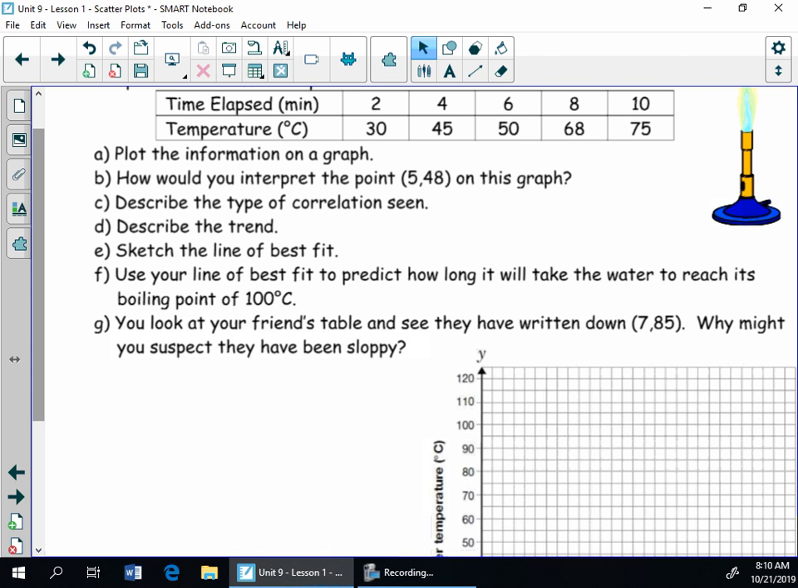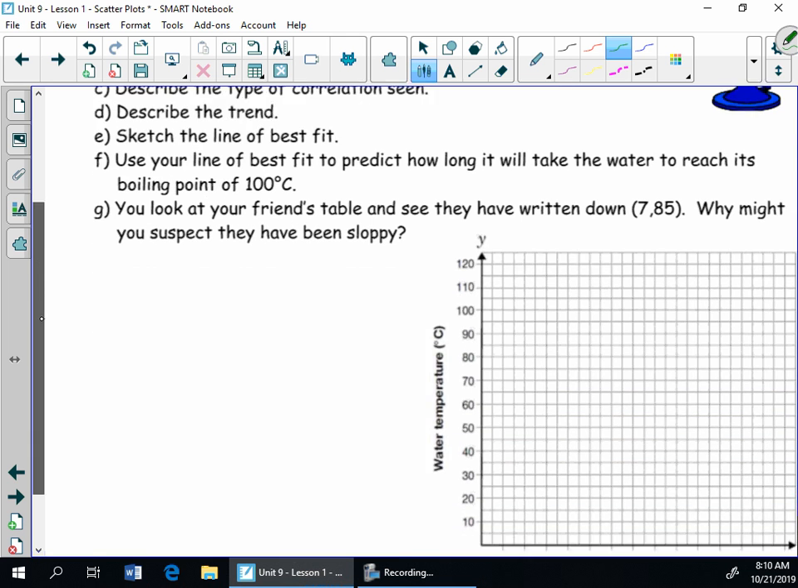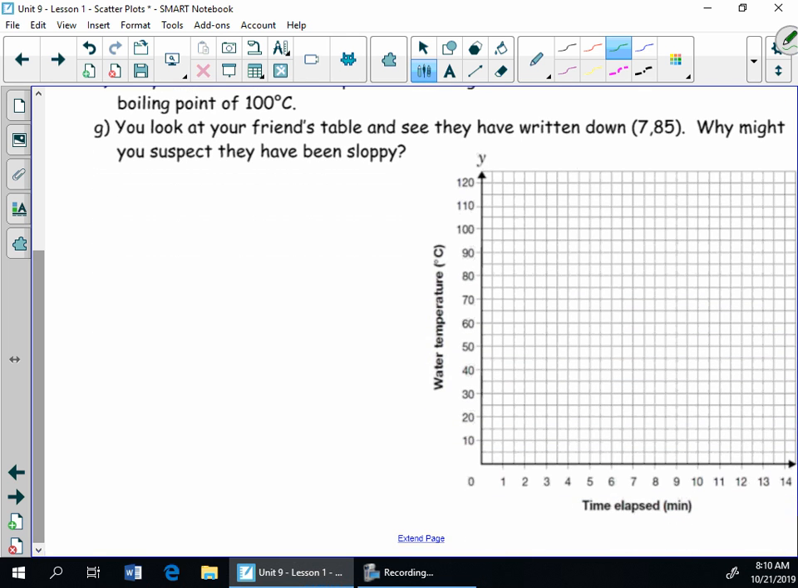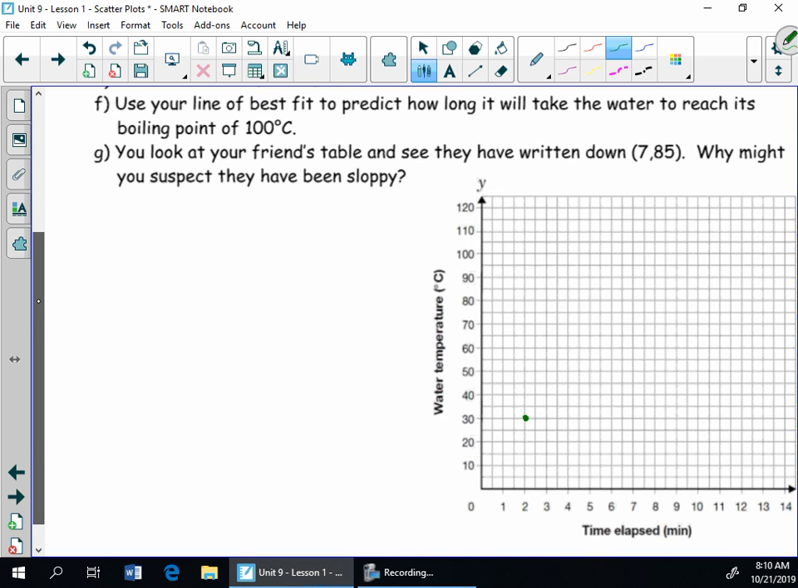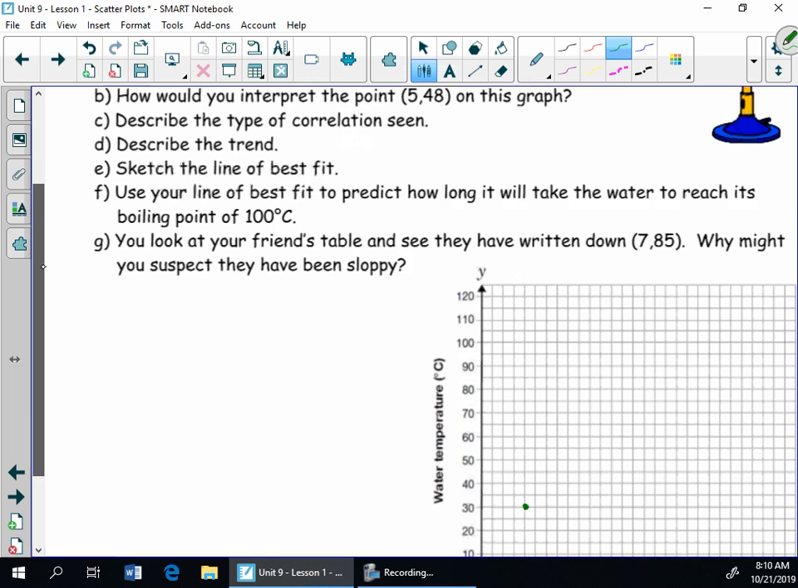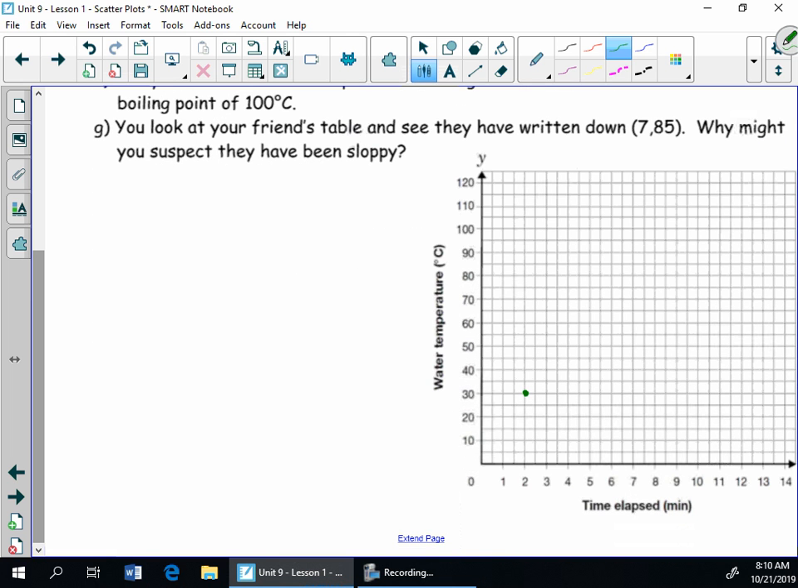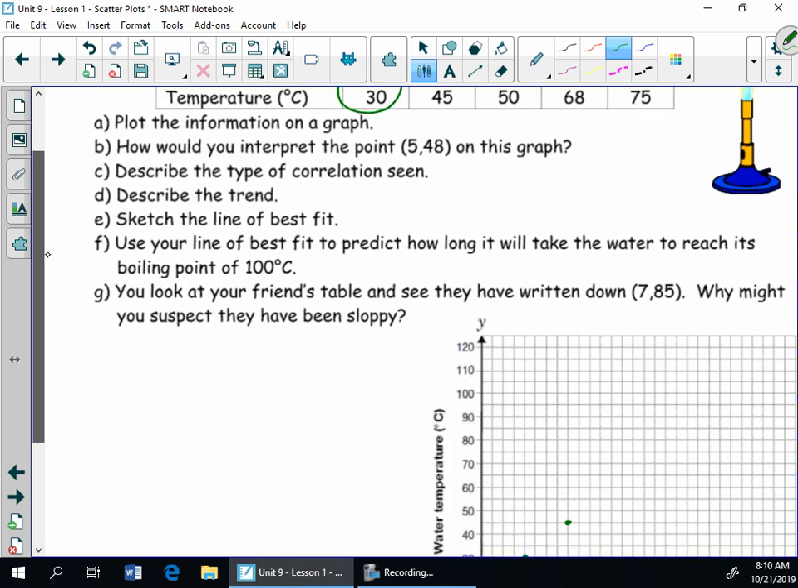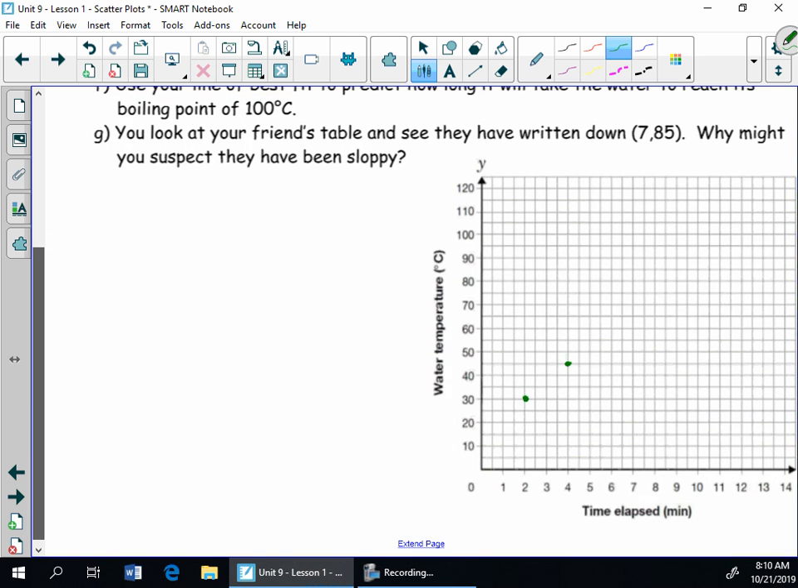We're going to do exactly what we did with the last unit. We'll plot our data. So after 2 minutes, temperature is 30. On this graph, they gave us the scales and the labels, so we can just plot our data, 2 minutes, 30 degrees right there. We got 4 and 45. 4 and 45 is right there. 6 and 50. It's right there.